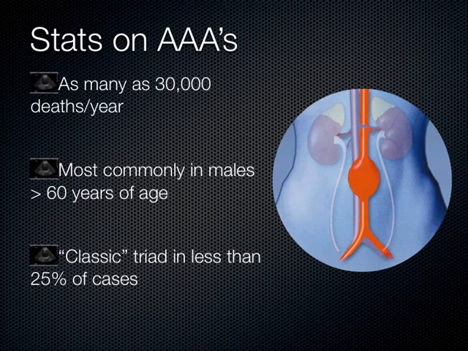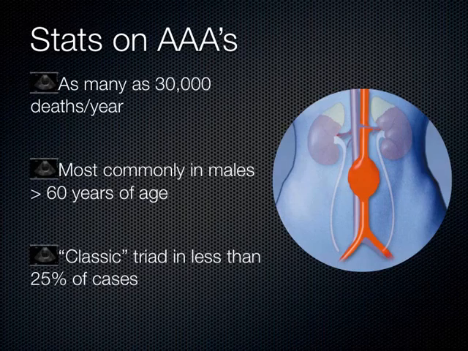This is most commonly in males greater than the age of 60. And there's this classic triad, which is somebody comes in with abdominal pain, hypotension, and then when you go examine them, they have a pulsatile abdominal mass. That classic triad is only present 25% of the time. You're going to find all kinds of things that are classic in medicine that are not actually useful.